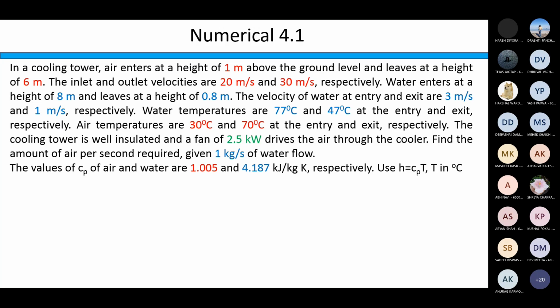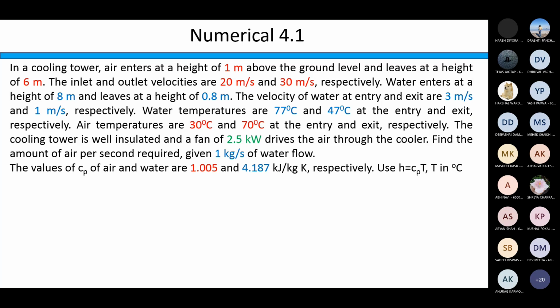In a cooling tower, air enters at a height of 1 meter above the ground level and leaves at a height of 6 meters. The inlet and outlet velocities are 20 meters per second and 30 meters per second respectively. This is the velocity given for the air. Then water enters at a height of 8 meters and leaves at a height of 0.8 meter. The velocity of water at entry and exit are 3 meters per second and 1 meter per second. So inlet and outlet velocities for both fluids are given. One fluid is water and the other is air.